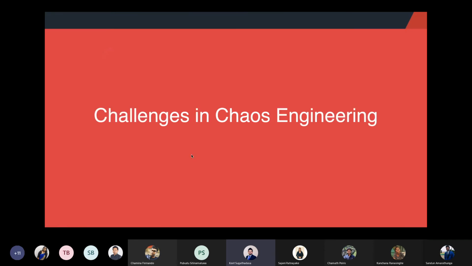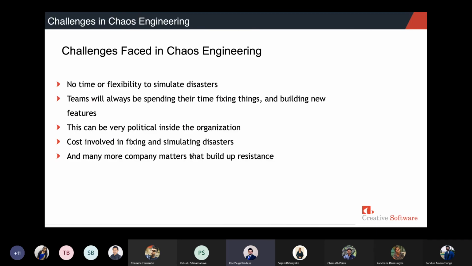Yes. So we will have a look at the challenges that organizations face when trying to do chaos engineering experiments in their production systems. These are some common challenges. There can be many more as well. If you look at the first point, sometimes you might not have the time or flexibility to simulate errors or disasters. Given the time limitations, the feature delivery speed and the capacity in your teams, you might not have that kind of flexibility to do these things.